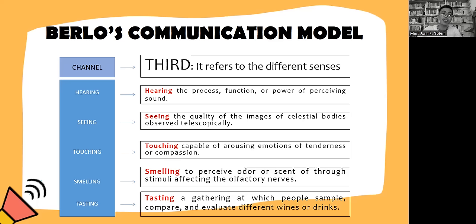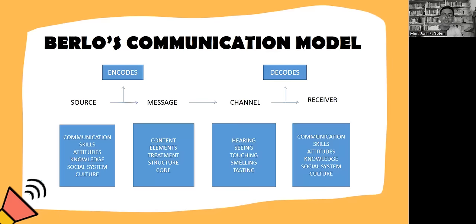So that is the third variable in the wireless communication model, which is the channel, with the different senses as its features. So we are done with the source, the message, the channel, and now let's proceed with the receiver. The receiver is the person who receives and subsequently decodes the coded message.